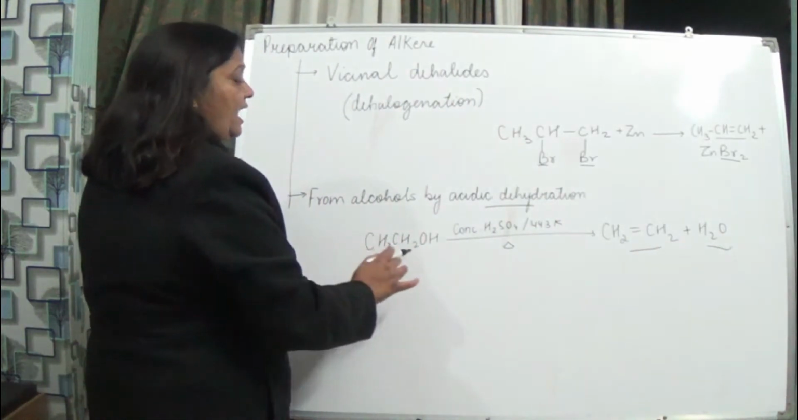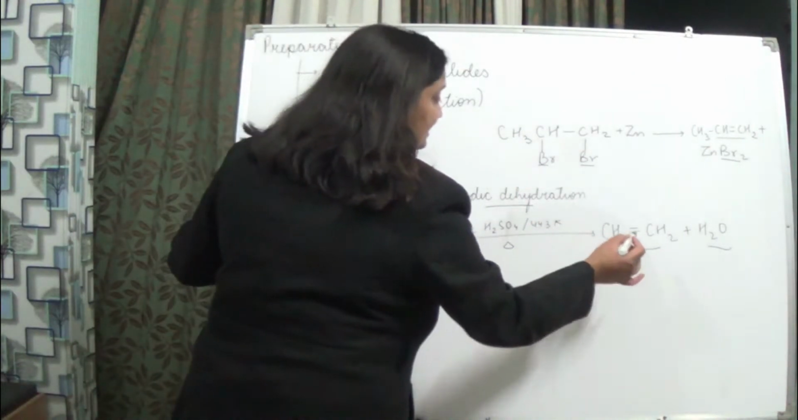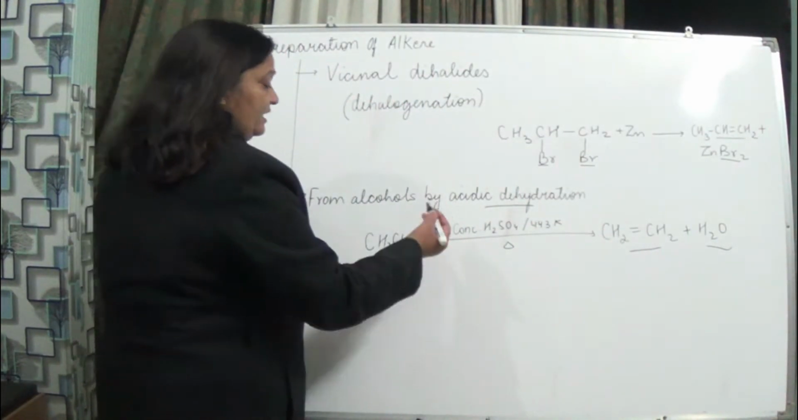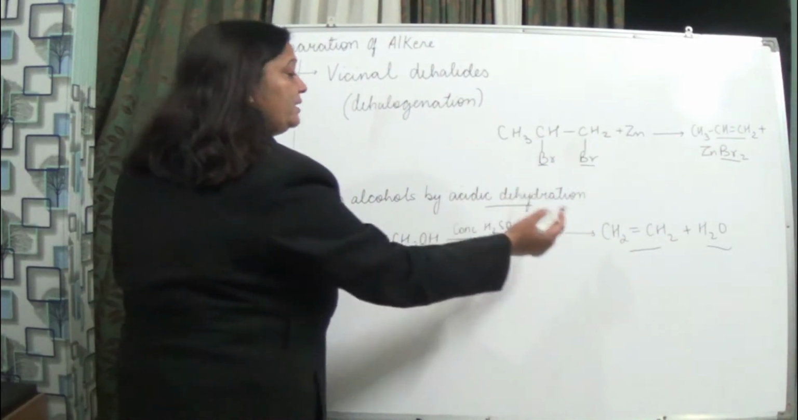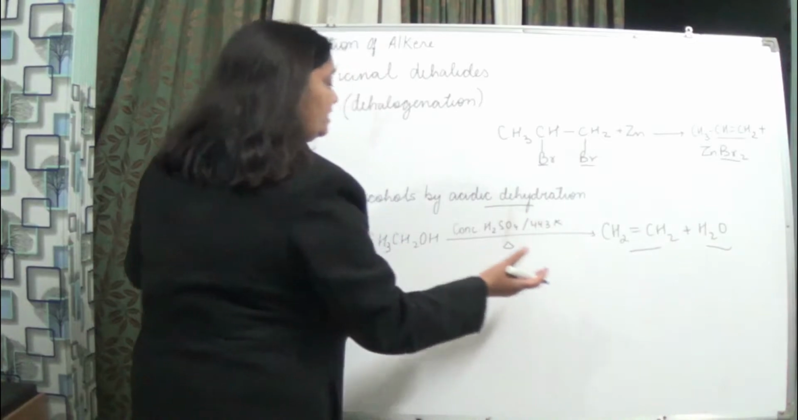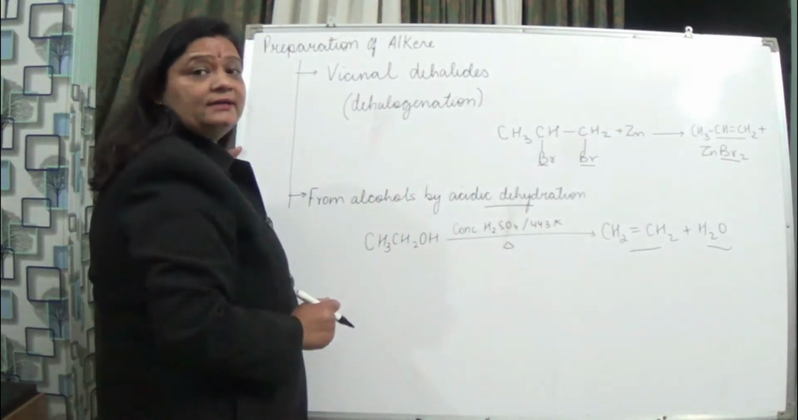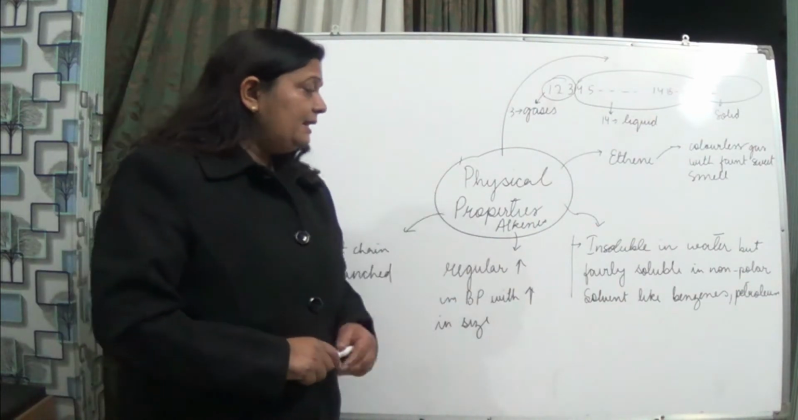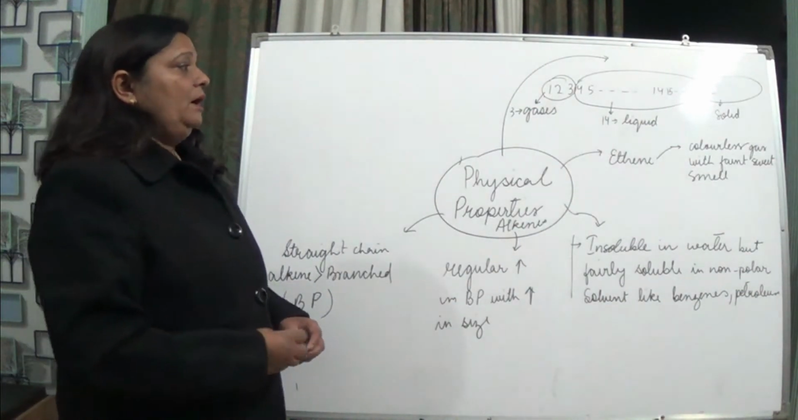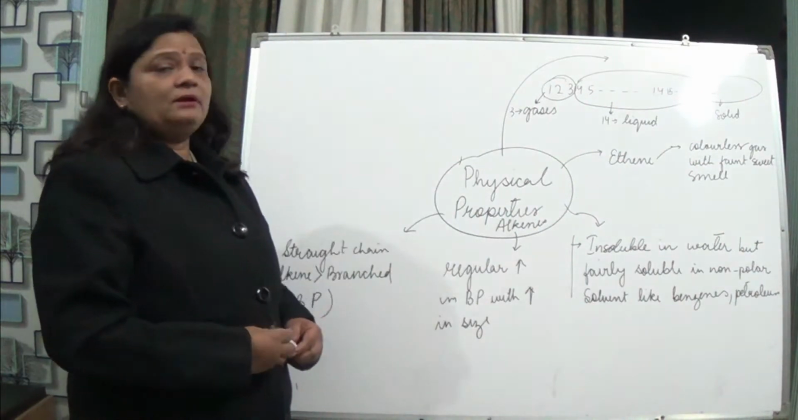So from ethyl alcohol we got what? Ethene. Okay, when we have reacted it with concentrated sulfuric acid, and when we have added this, we got an alkene, and yes, the water has been removed, thereby known as what? Acidic dehydration reaction.